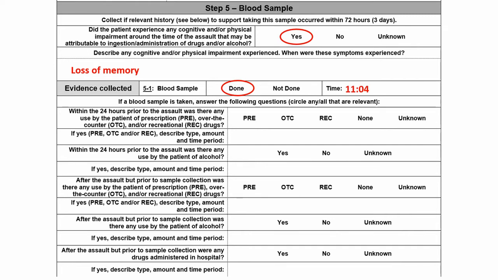The next series of questions relate to previous drug and alcohol use. Within 24 hours prior to the assault, was there any use by the patient of prescription, over-the-counter, and/or recreational drugs? In this case, there are none. Within 24 hours prior to the assault, was there any use by the patient of alcohol? In this case, yes, 1 beer.